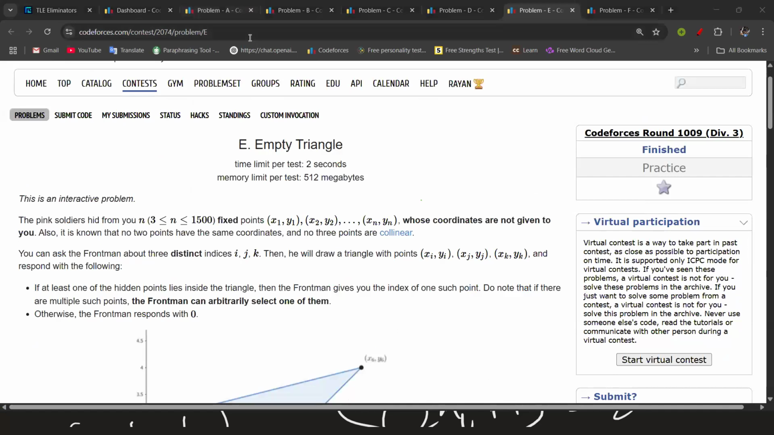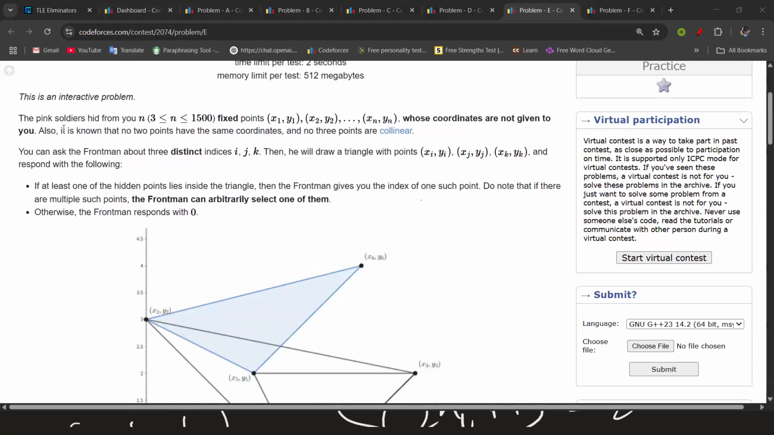So the next problem is E, Empty Triangle. This is an interactive problem. What you are given is that the Pink Soldiers hid an integer n, like n fixed points whose coordinates are not given to you. Also, it is known that no two points have the same coordinate and no three points are collinear. So whenever you pick any three points, they would form a triangle. They would not be collinear.